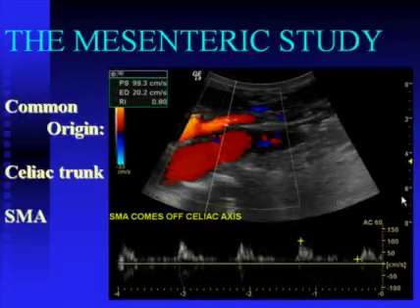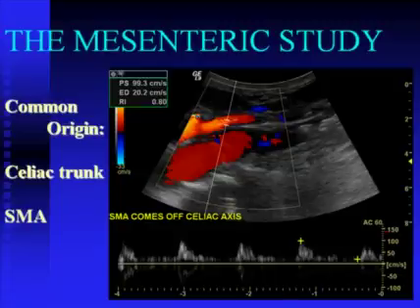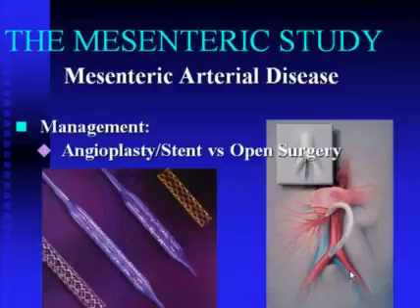So here you see the high resistance waveform, in this case coming off that common trunk further proximally, but again, sharp systolic upstroke, very minimal end diastolic flow in this case, a normal superior mesenteric artery origin. Management of chronic mesenteric arterial disease can either be by direct surgical reconstruction, or in this day and age we have the option of balloon angioplasty and stent placement.